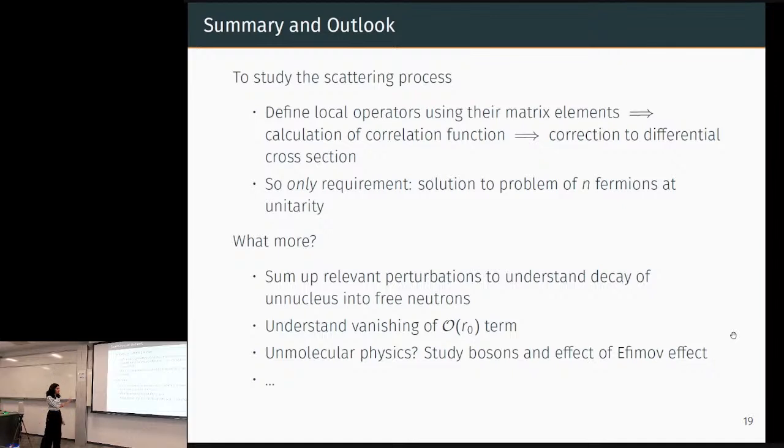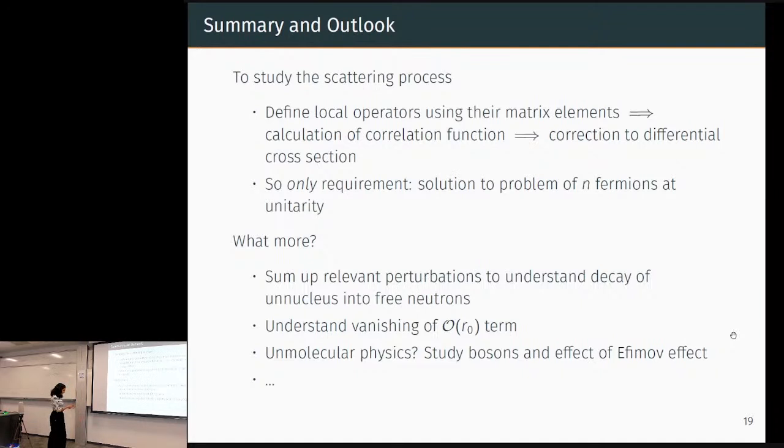So what more could be done to finish things off? One would be to sum up all the relevant perturbations, which would take us from this non-trivial fixed point to the free fixed point, where the neutrons are now decaying into free neutrons. That would help us understand how this process actually happens, when neutrons are interacting and then become free. Another thing we would like to do is to understand why this first order correction vanishes, why the finite piece is 0 in integer dimensions.